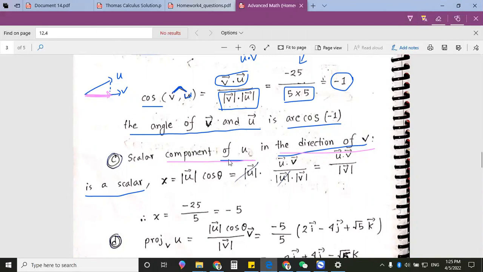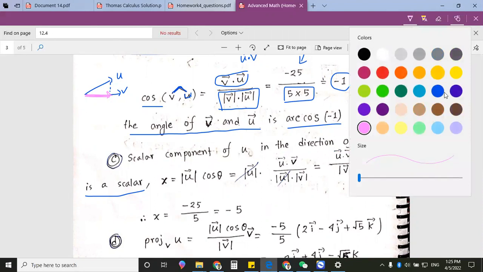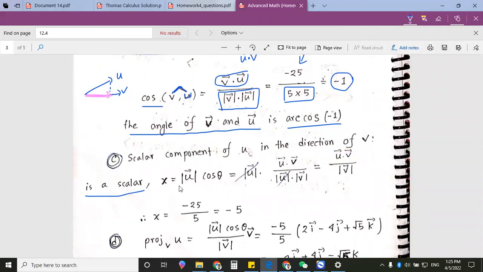So for this reason, the formula is x equal to norm u into cos theta. And the value of cos theta is the dot product of u and v divided by norm of u into norm of v. This formula we use to find the angle between two vectors. So here we are using this cos theta to find the scalar component of u in the direction of v.